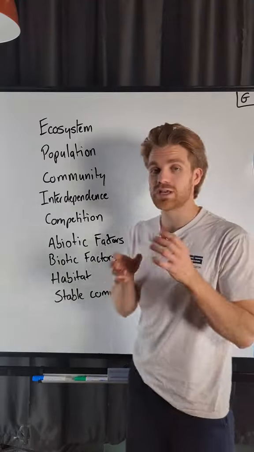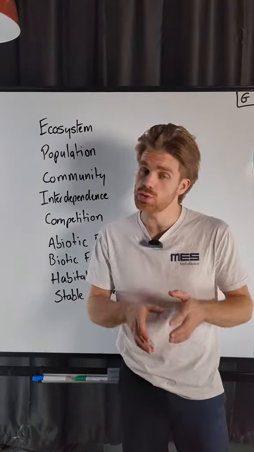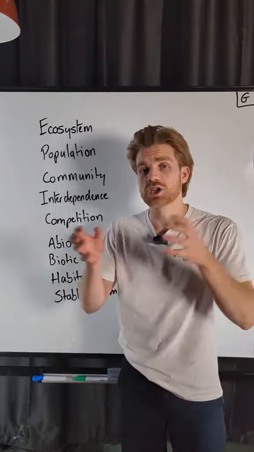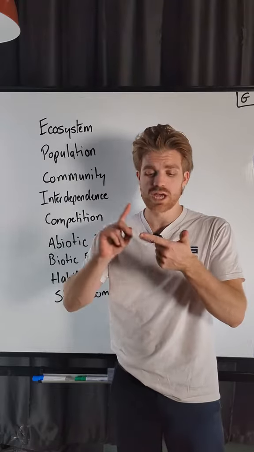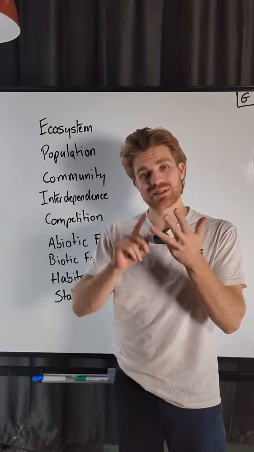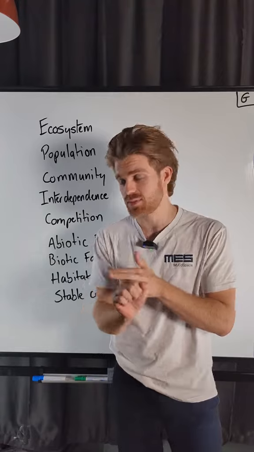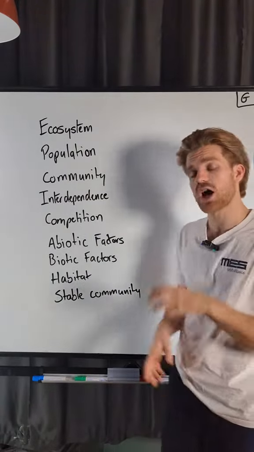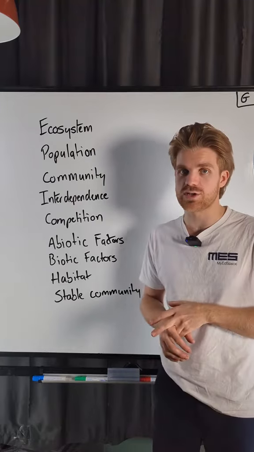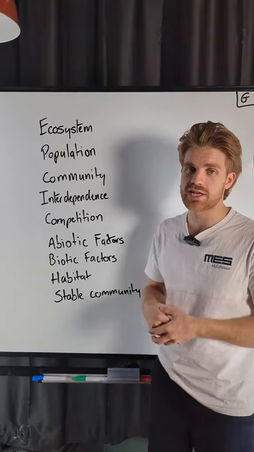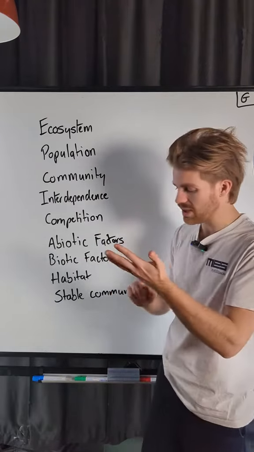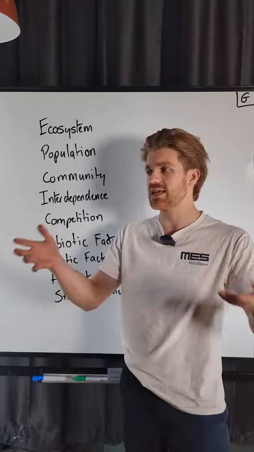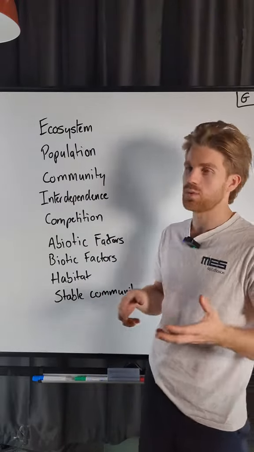Competition describes how individuals of the same species, but also individuals of different species, compete for the same resources. Those resources could be food, shelter, water, and potentially mates within the same species. Abiotic factors are the non-living factors of an ecosystem, things that might affect population sizes. Temperature, light intensity, wind speed, soil pH, oxygen availability in an aquatic ecosystem perhaps as well.